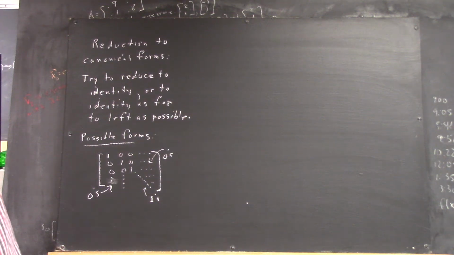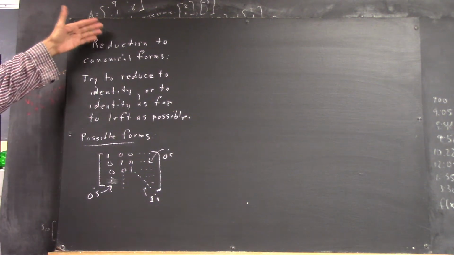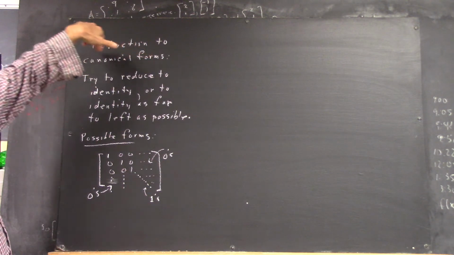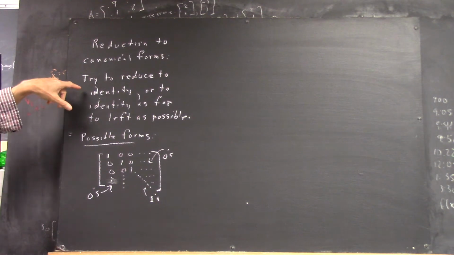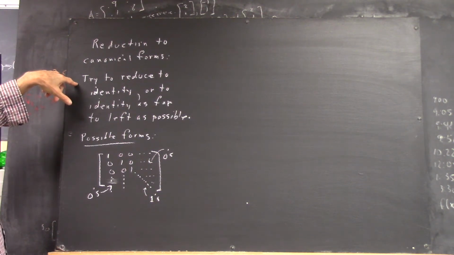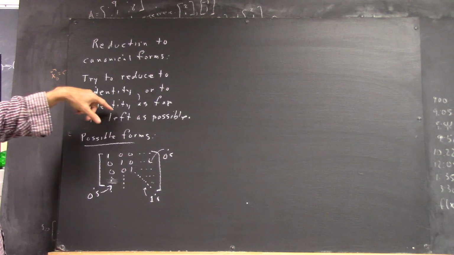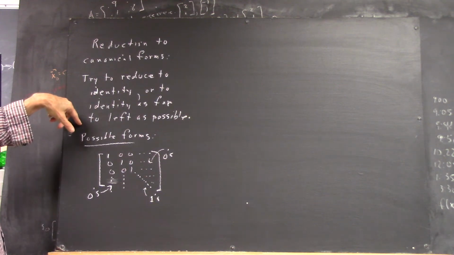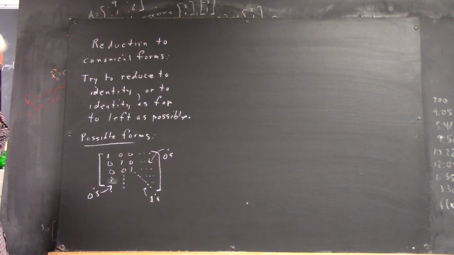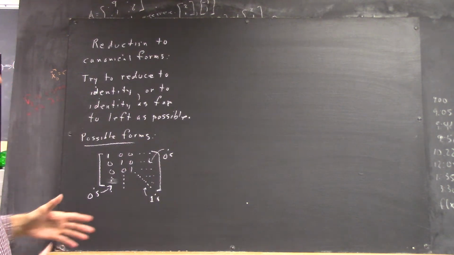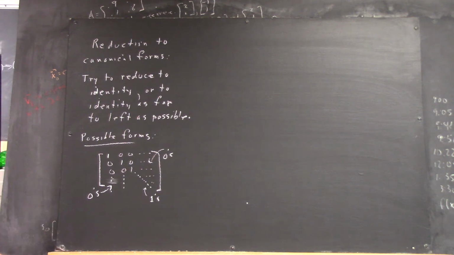Okay, so if we're reducing a matrix, we have these things we call canonical forms, not a term you've got to remember, but you might think about what that means. We try to reduce the matrix to the identity, or at least get the identity as far to the left as possible. Now, if the matrix isn't square, then we might not be able to do that. We might not be able to get to the identity. And even with a square matrix, we might not be able to get to it.